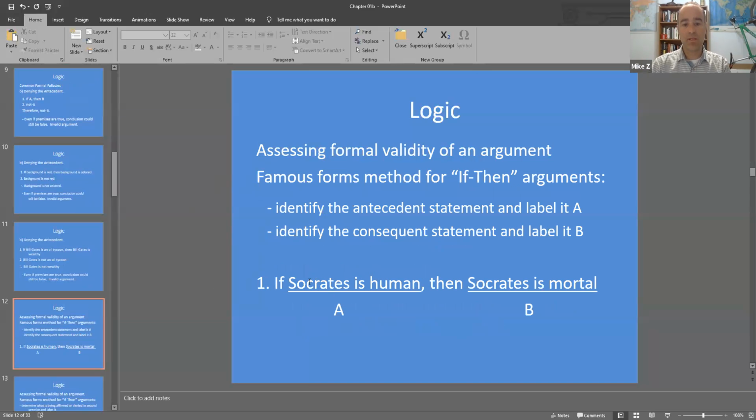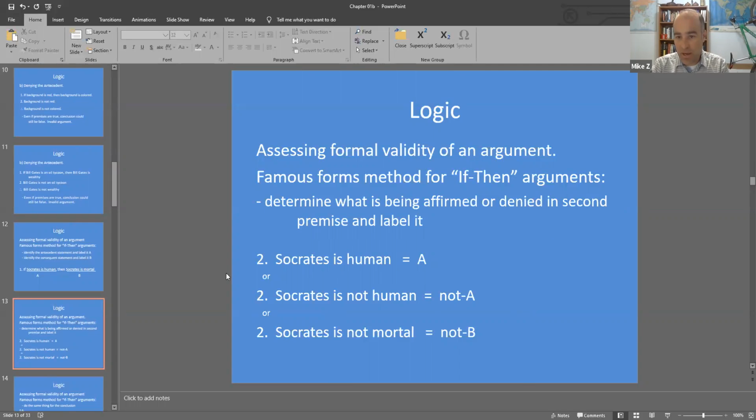And so the way that we do it is we identify the specific antecedent and consequent involved in our argument and just label those appropriately. So if A, then B, for a statement like this, if Socrates is human, then Socrates is mortal, we identify the antecedent statement and label it A, identify the consequent statement and label it B.